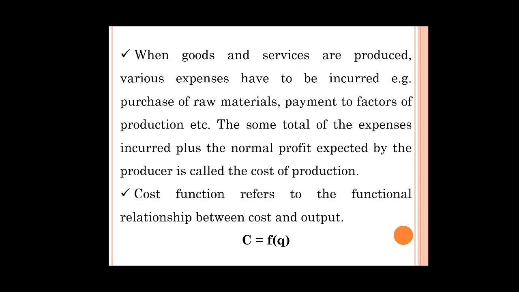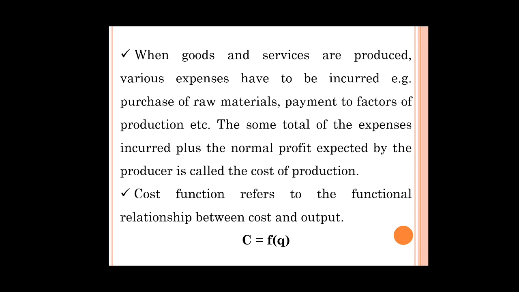Or in other words, we can say that the sum total of expenses incurred by a firm on the factor as well as non-factor inputs plus the normal profit expected by the producer is called the cost of production.